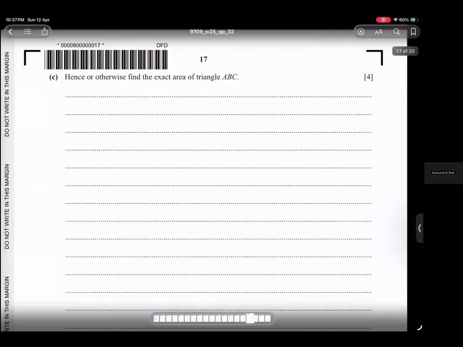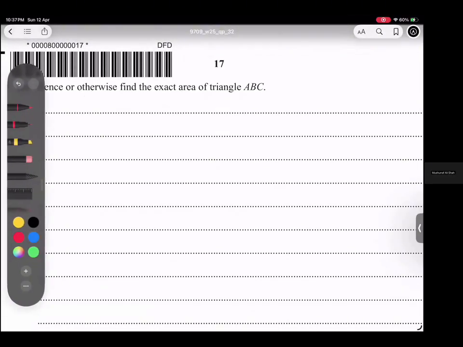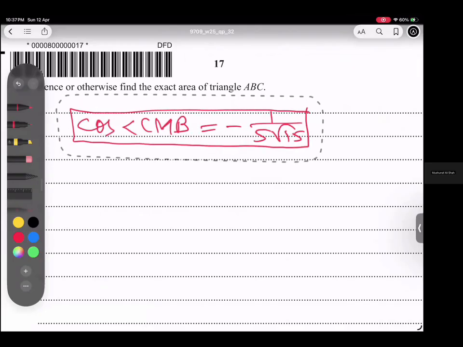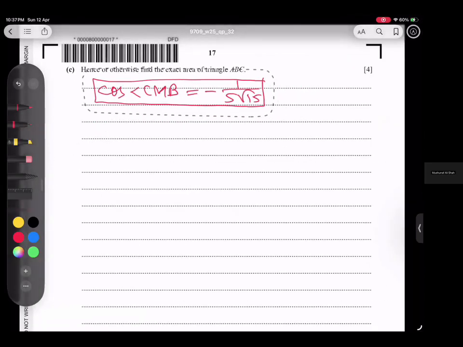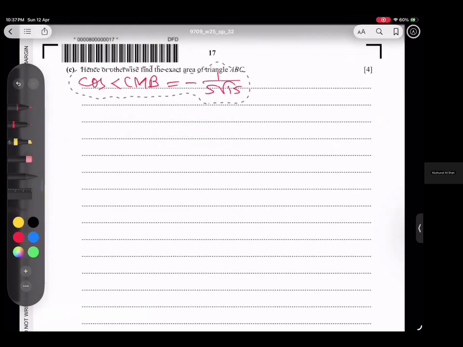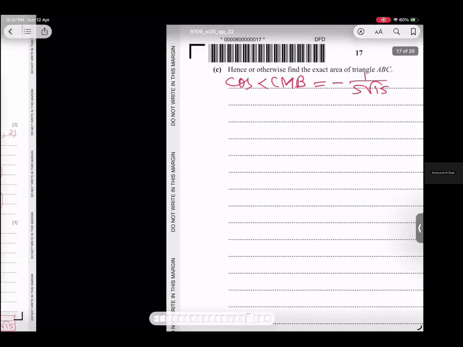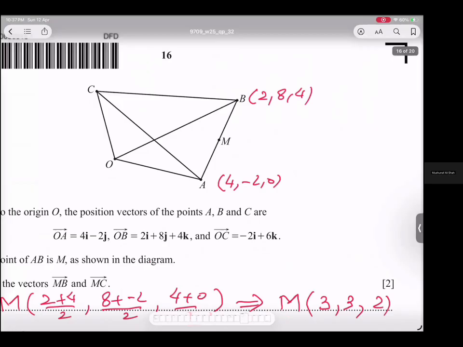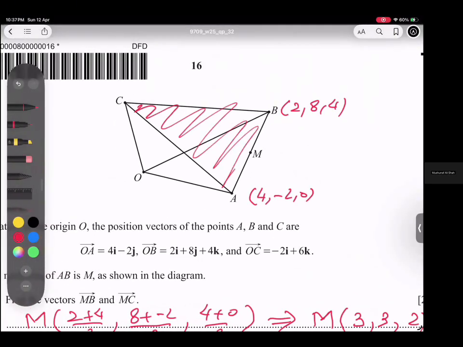Find the exact area of the triangle ABC. I'm shifting that value here because maybe I need it in future. So I'm copying this value here. This value I need maybe later on. Now go back to the diagram, it is very important to understand. We are looking for this triangle's area, and these two are midpoints. So basically I got cos of this angle. So how to do this one?